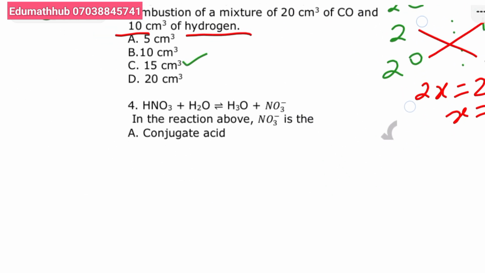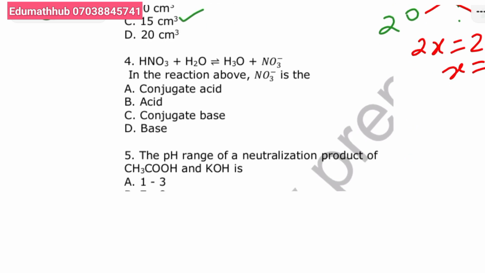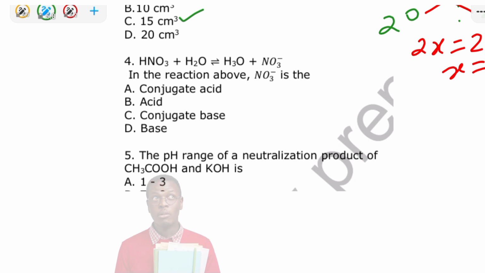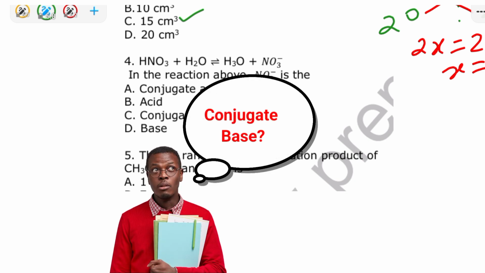Okay. For the next one, HNO3 plus H2O, engaging in a reversible reaction, gives us H3O plus NO3 minus. So in this reaction above, NO3 minus is the dash. So they give us this option here. So we have to check if this NO3 minus is the conjugate acid or if it's a conjugate base. So how do you form the conjugate base?